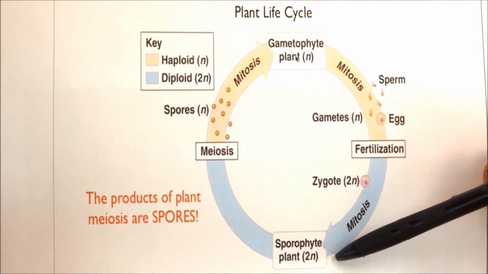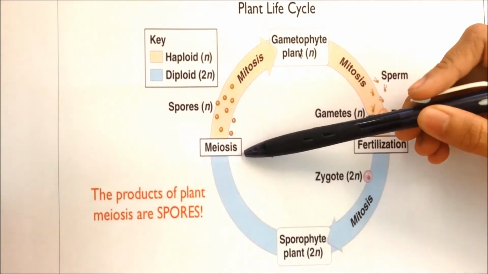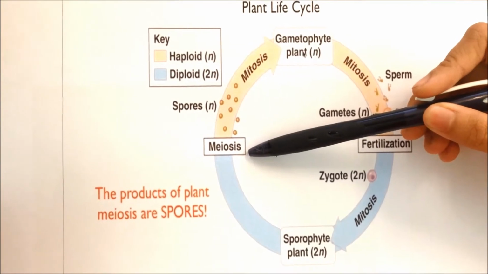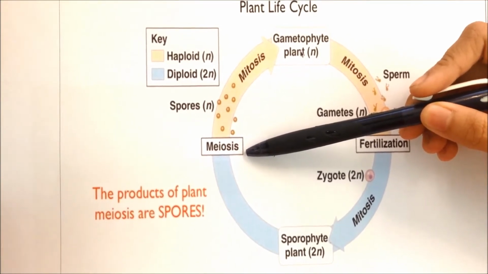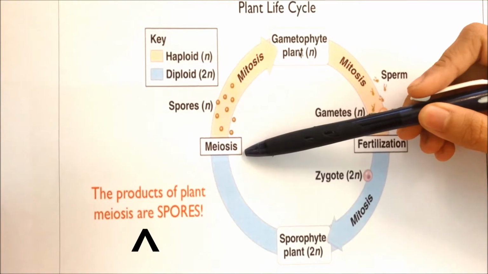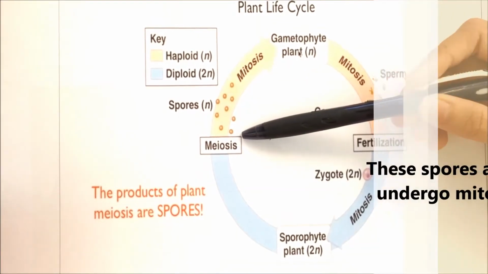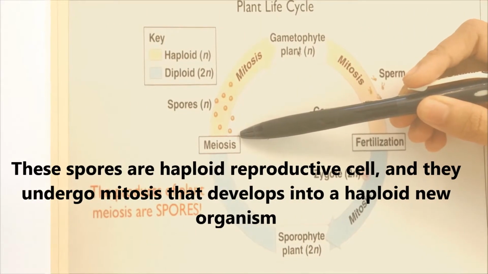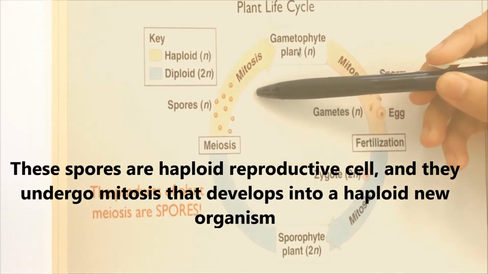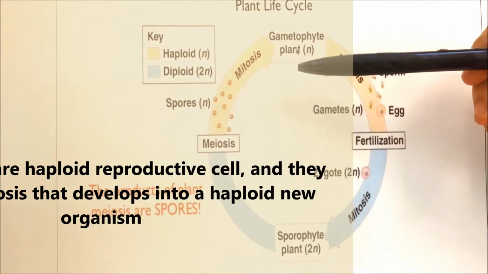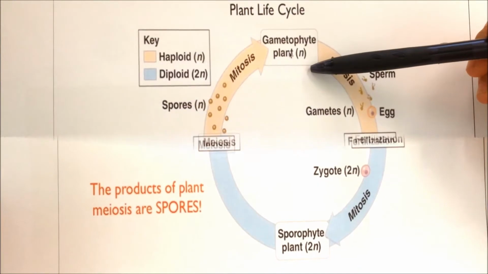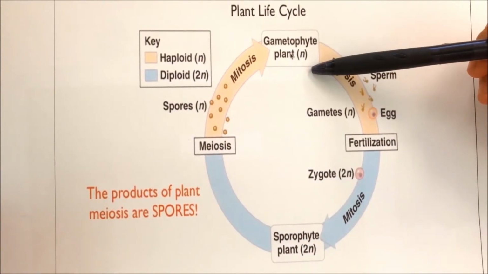That sporophyte is going to undergo that magic cell division called meiosis. But what plants make is not eggs and sperms. The product of meiosis in plants is a spore. These spores are haploid reproductive cells, and they undergo mitosis and develop into a haploid new organism called a gametophyte, without the need to fuse with another reproductive cell.